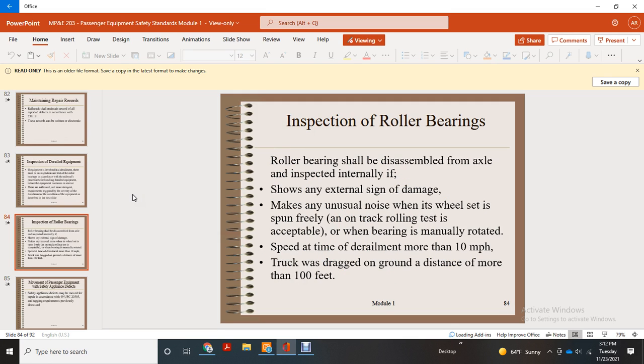Inspection of roller bearings. Roller bearings should be disassembled and the axle inspected internally if there are external signs of damage or unusual noise when the wheel set is spun freely on the track. A rolling test is acceptable when the bearing is manually rotated. The triggers are: speed at the time of derailment more than 10 miles an hour, or the truck was dragged on the ground for a distance of more than 100 feet.